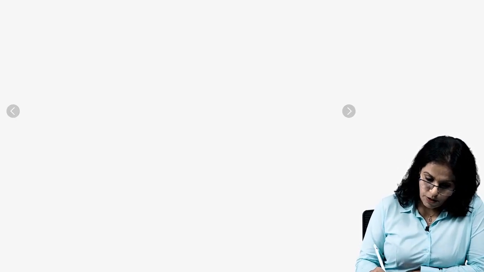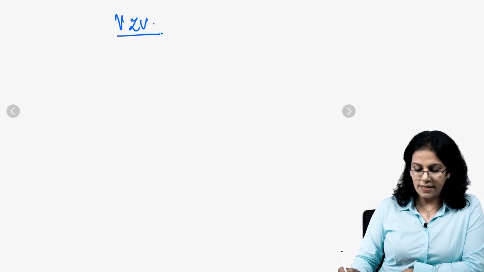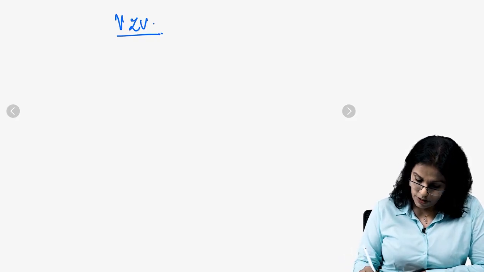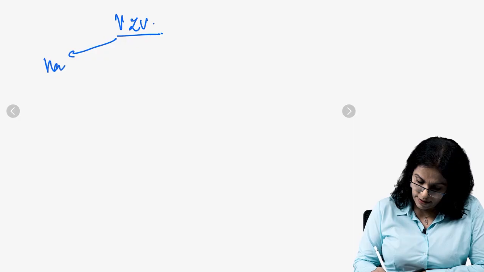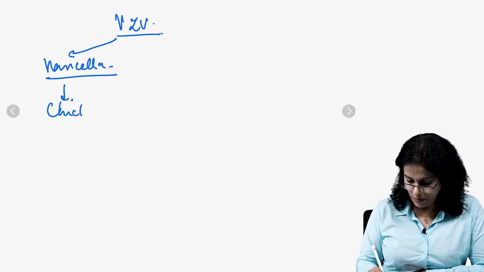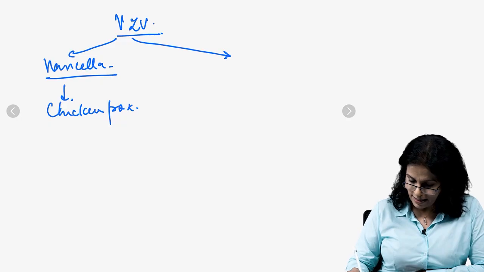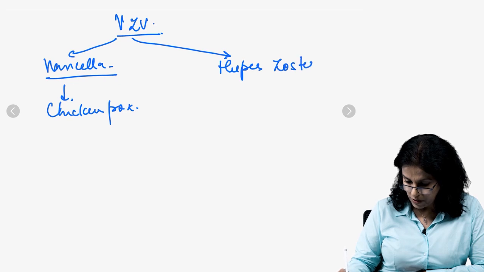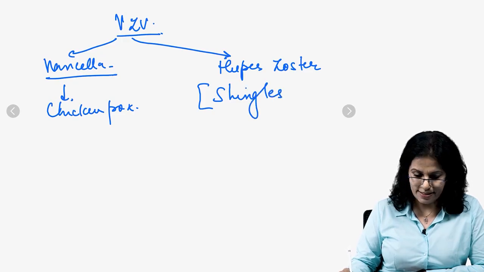Next we talk about herpes zoster ophthalmicus. So, do we all know about varicella zoster virus? This is caused by varicella zoster. The varicella is causing what? It causes chickenpox. This is a quick revision here. And when you say zoster, the zoster is herpes zoster. And herpes zoster infection is what is called shingles. You all know this.